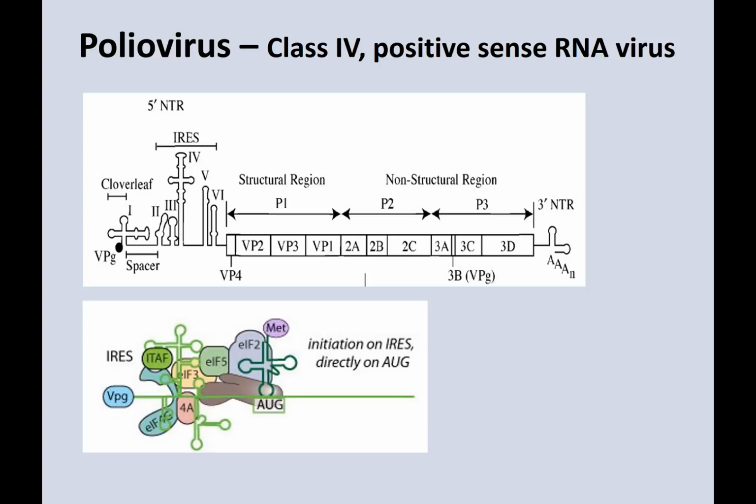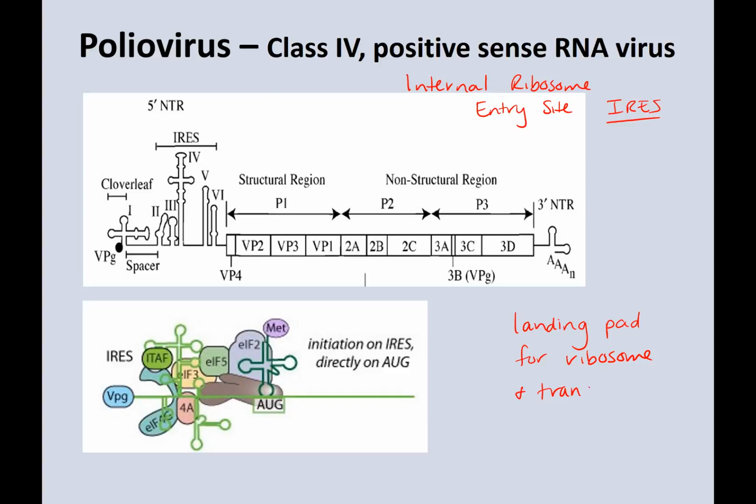Some viruses have a different strategy. They use what we call an internal ribosome entry site, or IRES. And this is like a landing pad for the ribosome and translation factors.